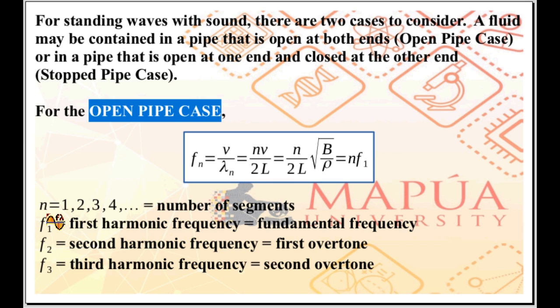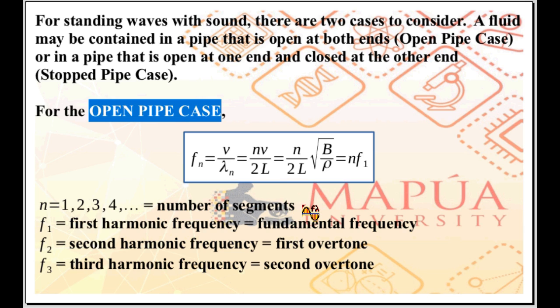n is still the harmonic number, or number of segments. n is still whole numbers or integers greater than 0. We have n is equal to 1, 2, 3, 4, 5, and so on. L is the length of the container, length of the pipe, length of the open pipe. And again, B is bulk modulus of the fluid medium, and rho is the volume density of the fluid medium.